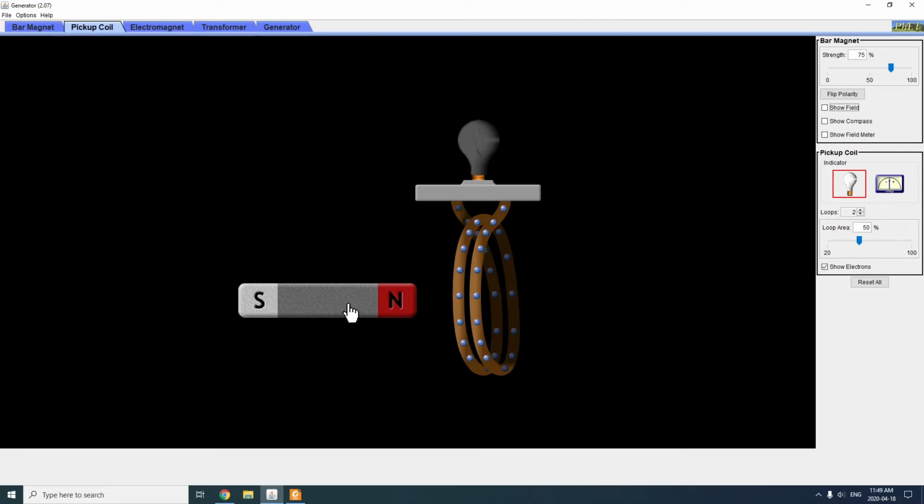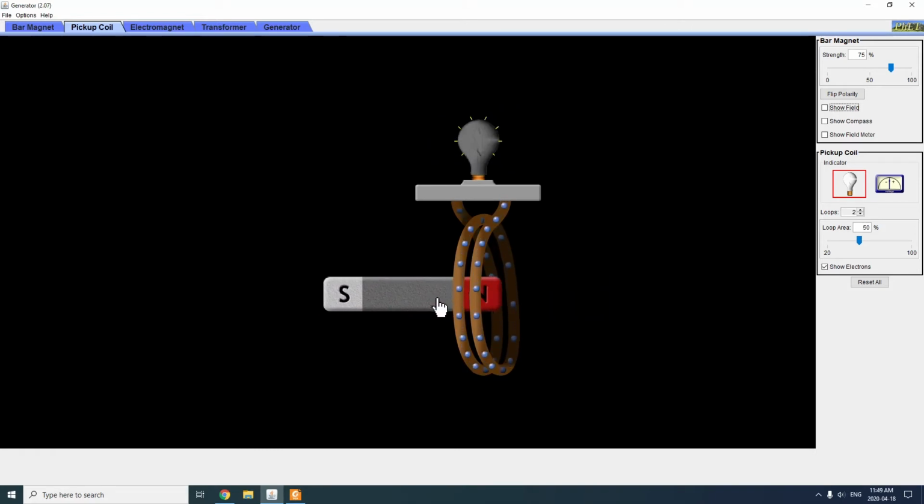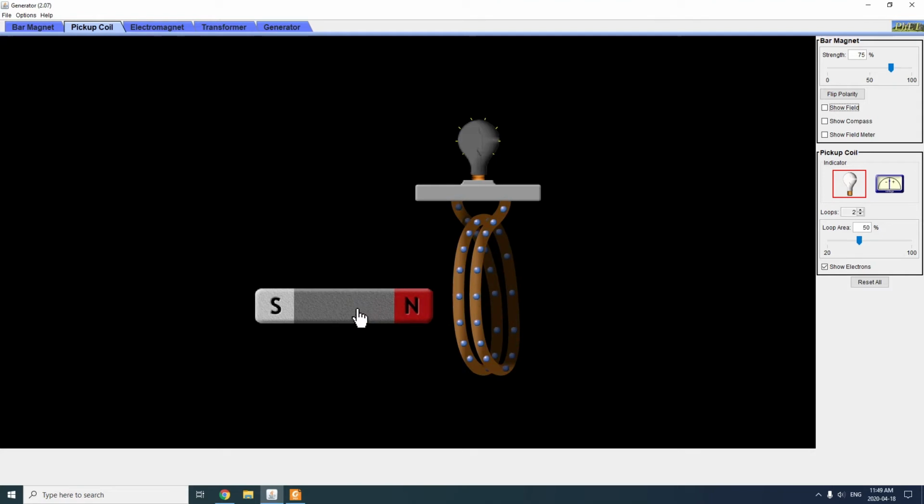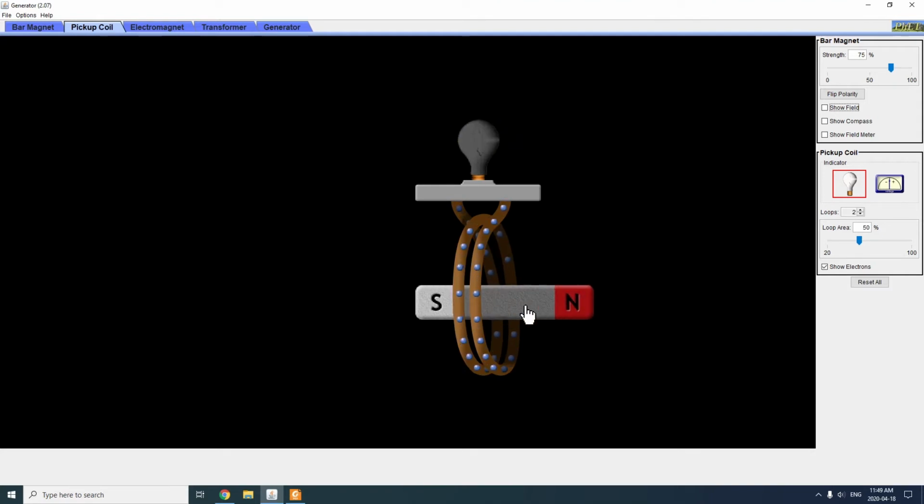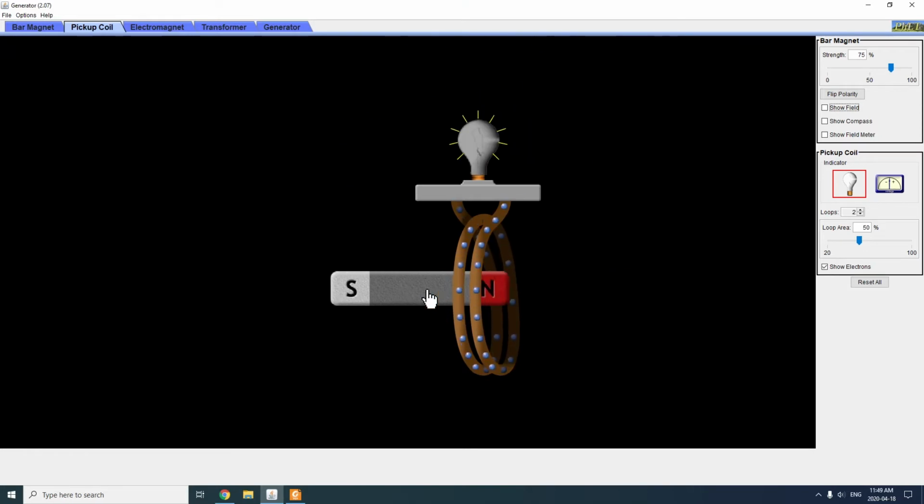Now, what happens is as soon as I start to move this magnet past that coil of wires, you'll notice that it starts to push the electrons, it starts to move the electrons in the wire. And as those electrons start moving, they would allow the light bulb to start functioning. Now, as soon as I stop, the electrons stop moving. So if I wanted to keep that light bulb on, I would need to keep moving my magnet back and forth.